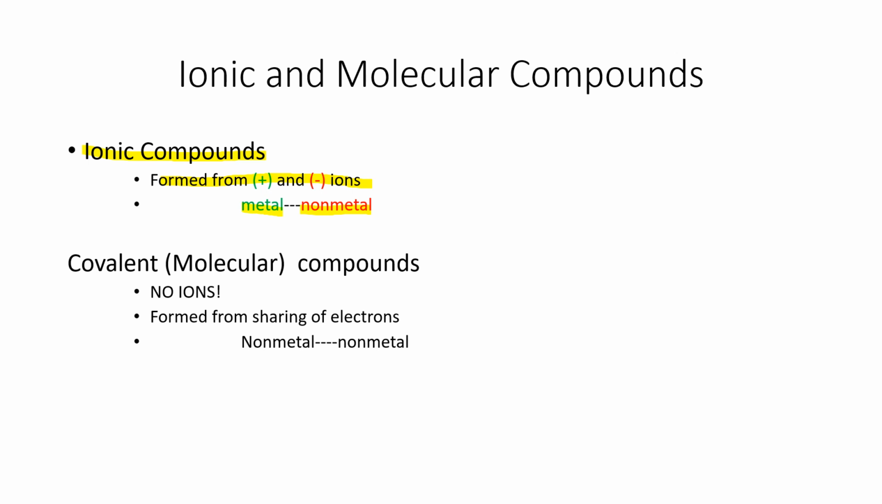There's another type of compound that we want to talk about, and these are covalent or molecular compounds. These are very different in that we have absolutely no ions. There are no ions that happen here. Generally, these covalent compounds are formed from the sharing of the electrons. The sharing of the electrons, well, this isn't going to be metal and nonmetal anymore. We think about our covalent compounds as coming from two nonmetals.